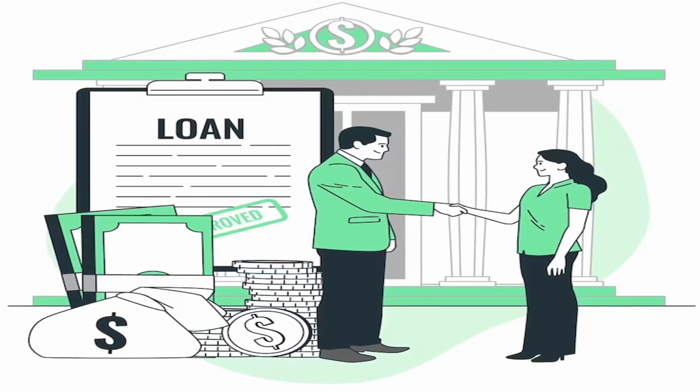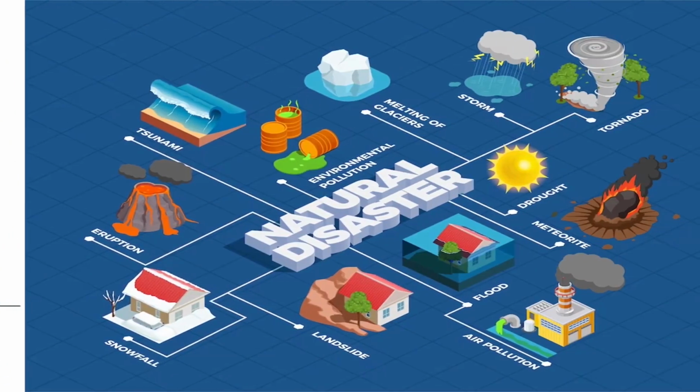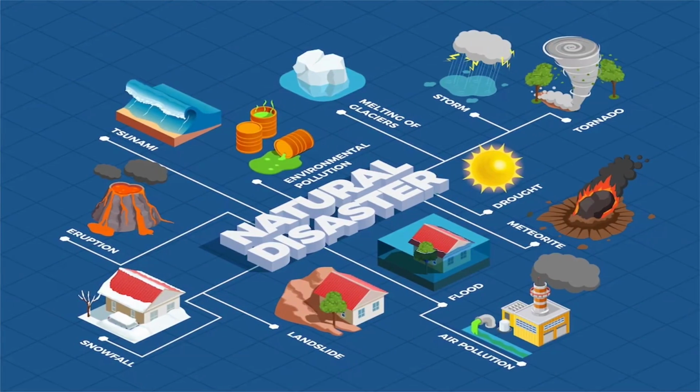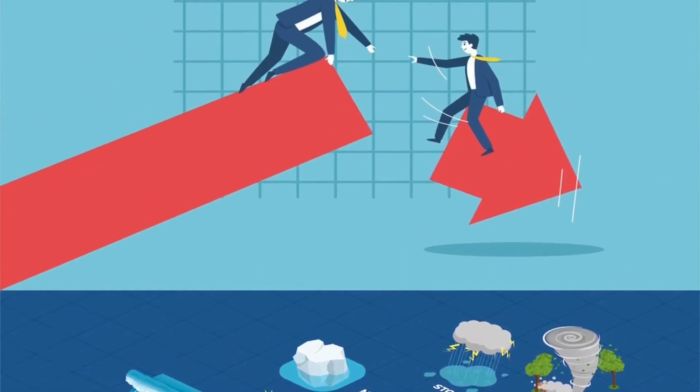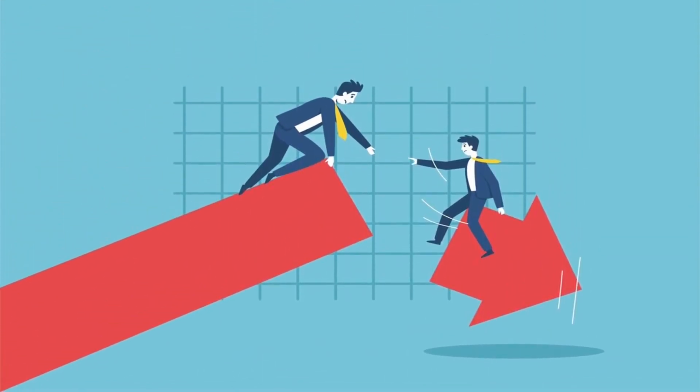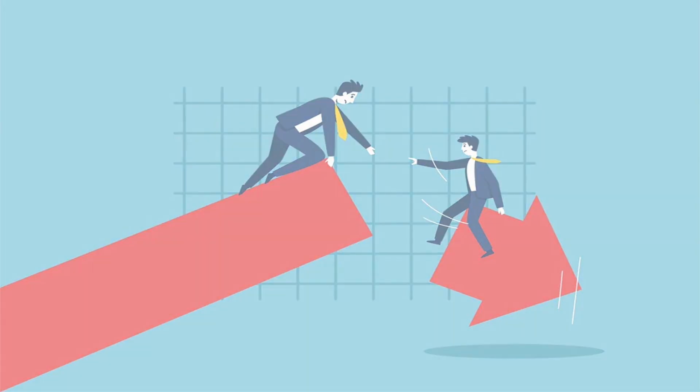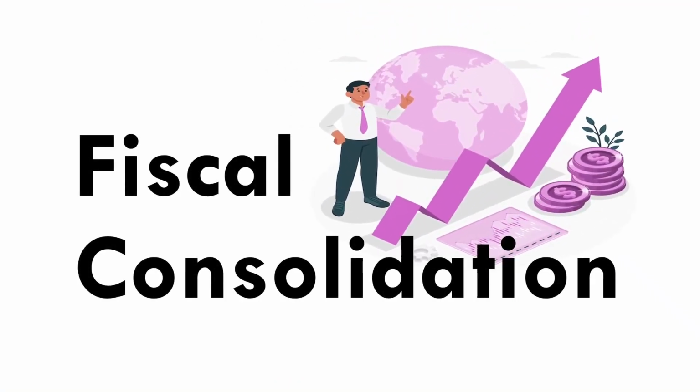Interest payments. If a government has borrowed money in the past, it may pay interest on those loans, which adds to its expenses. Revenue shortfalls. Sometimes governments may face a drop in revenue due to factors like lower tax collections, decreased economic activity, or unexpected events like natural disasters. So, in essence, a fiscal deficit is like a financial gap between what a government spends and what it earns. Now, let's move on to the concept of fiscal consolidation.